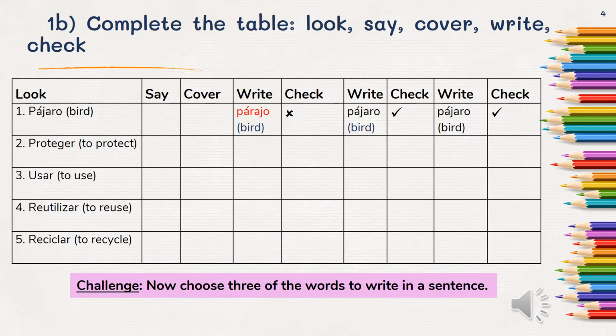Another good technique would be copying a list of words and then making them into the form of a table like this one, where you say the word, then you cover it, and then you write the Spanish, check if you guessed it right, and then write it again and check again, write it again and check it again. So you will be writing each word 3 times.